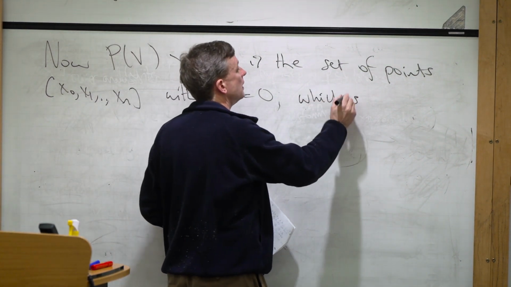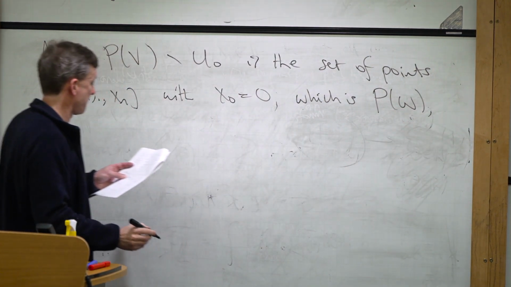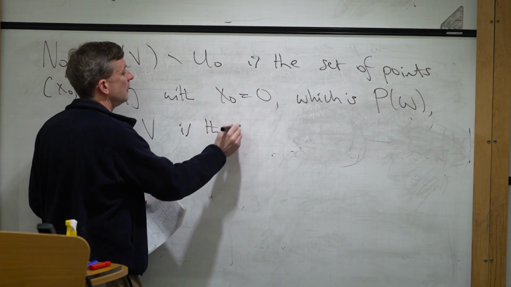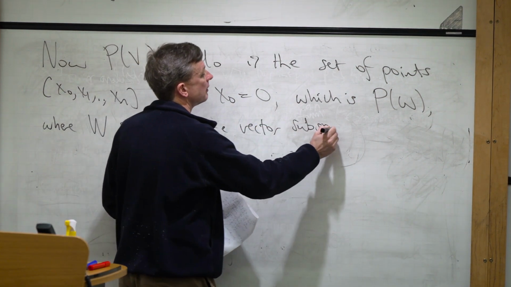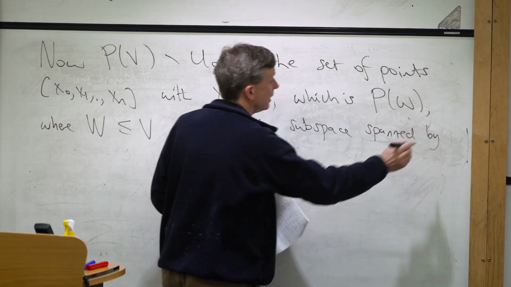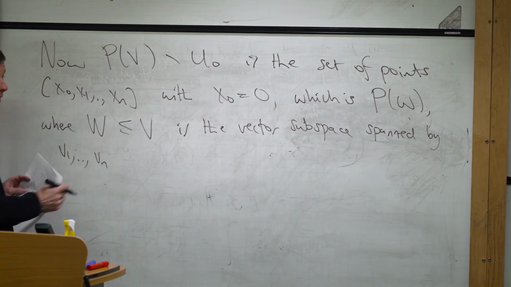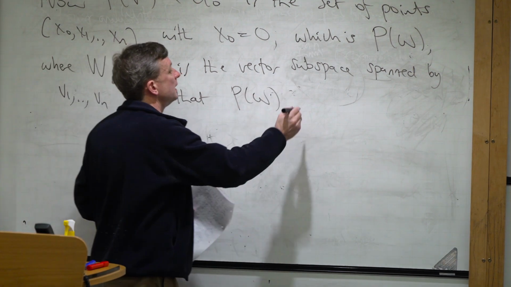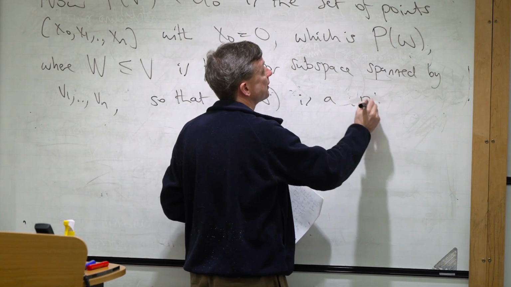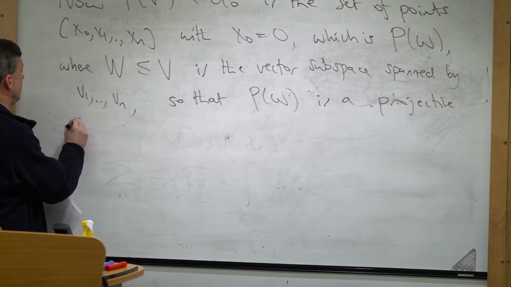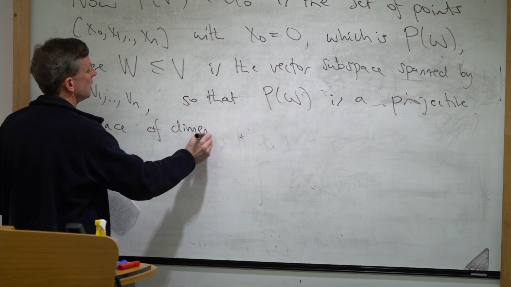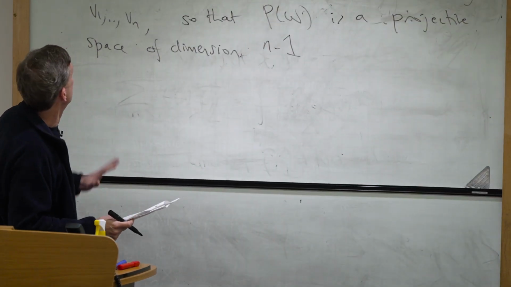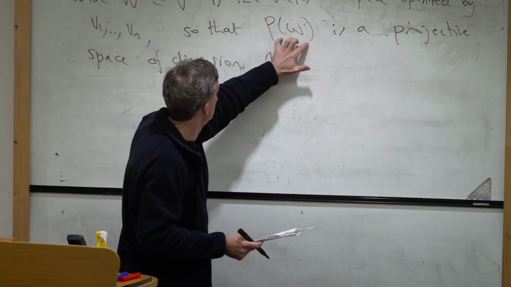So this is a projective subspace P of W, where W is the vector subspace of V spanned by the basis vectors v1 to vn, but not v0. So that P of W is a projective space of dimension n minus 1, which is 1 less than the dimension of V. Okay, so P of V is F to the n disjoint union P of W.